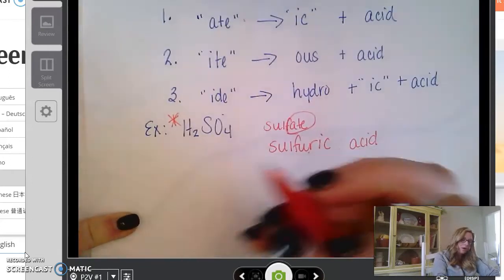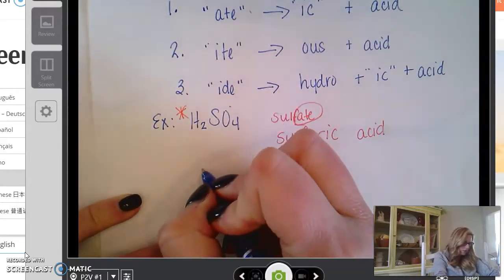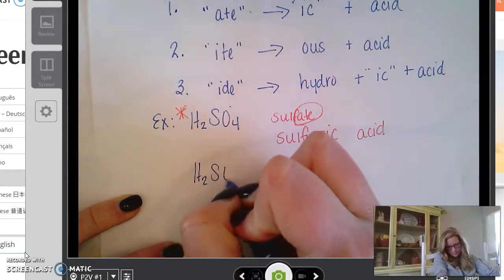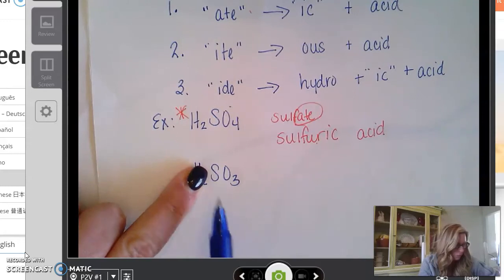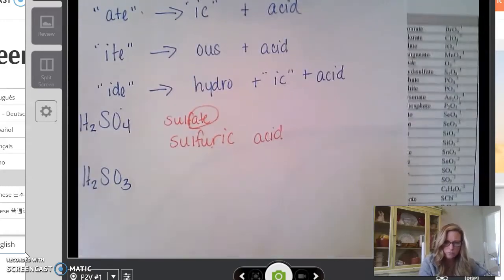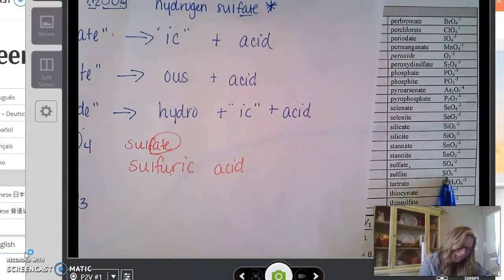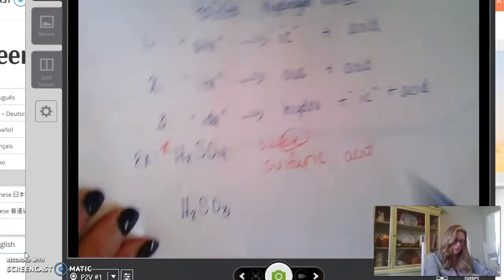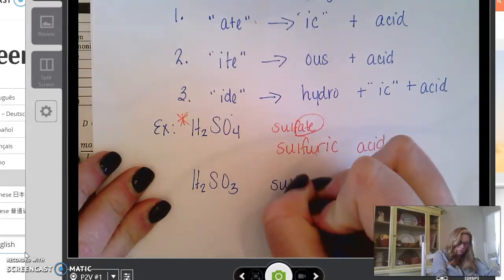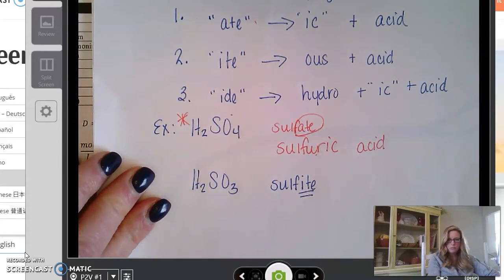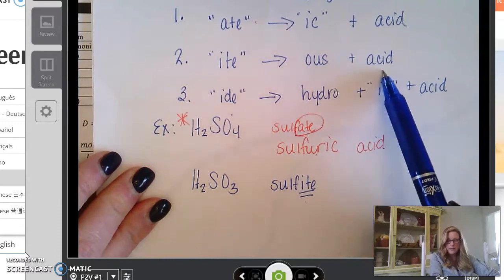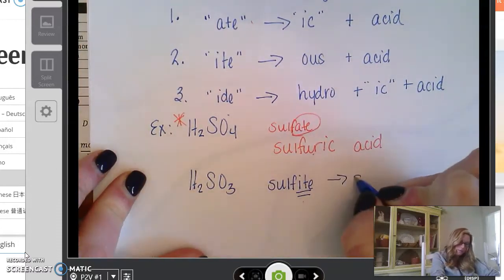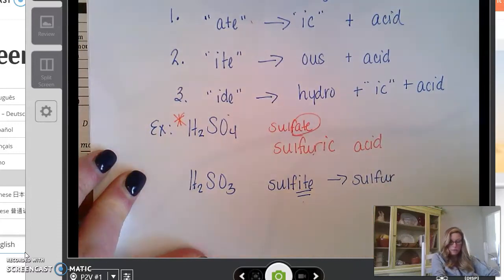Okay, so another example. Let's look at, if I give you guys H2SO3. Okay, this is H2SO3. So again, don't worry about the H part. Look at the SO3. Go back here to the back of your common ions, and I found SO3 right here, and it's sulfite. Okay, so according to the rules up there, you take sulfite, and it becomes OUS acid. So this is going to become sulfur, and we're going to add ous, sulfurous acid.